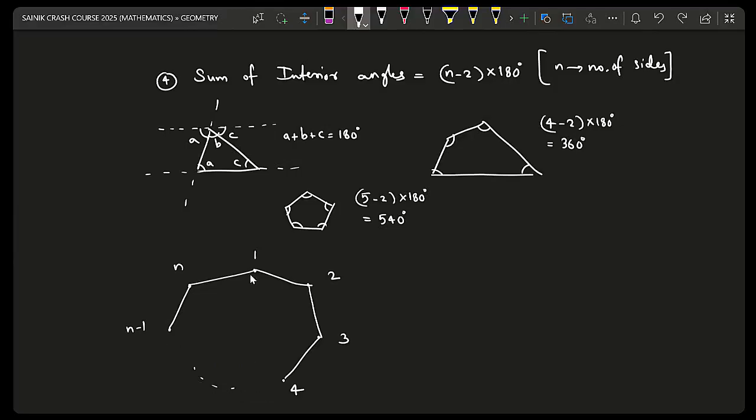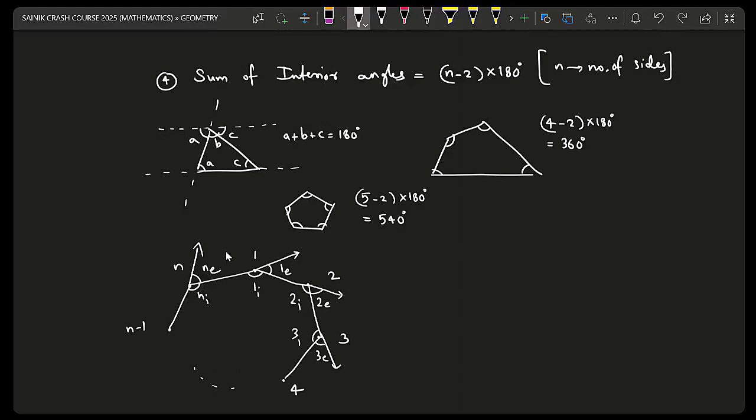So what I do is, the interior angle at 1, I just write 1i. It shows the interior angle at 1. Now I'm producing this side and I'm calling this 1e because it is the exterior angle formed at 1. Similarly, this is going to be 2i. Let's extend this side and it's going to be 2e, the exterior angle formed at 2. And at vertex number 3, it is 3i, and you produce this, it's going to be 3e. Similarly, at every vertex, I have an interior angle and I have an exterior angle. ne means exterior angle.